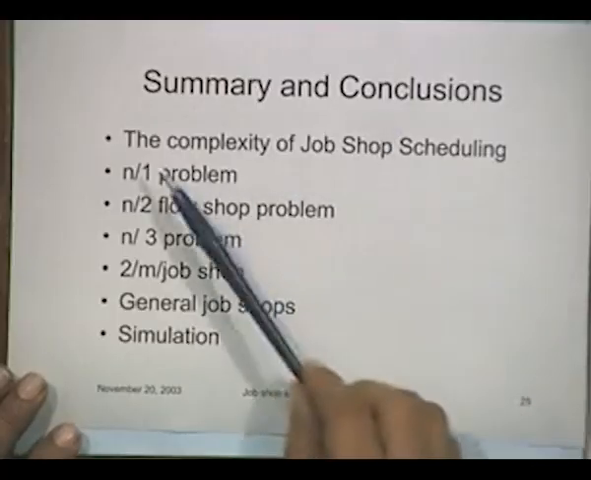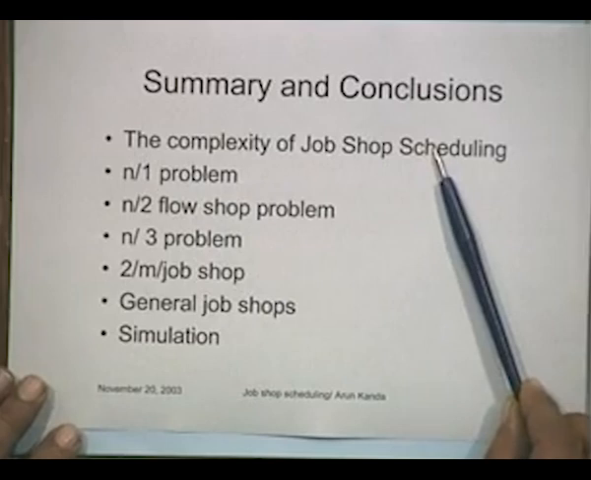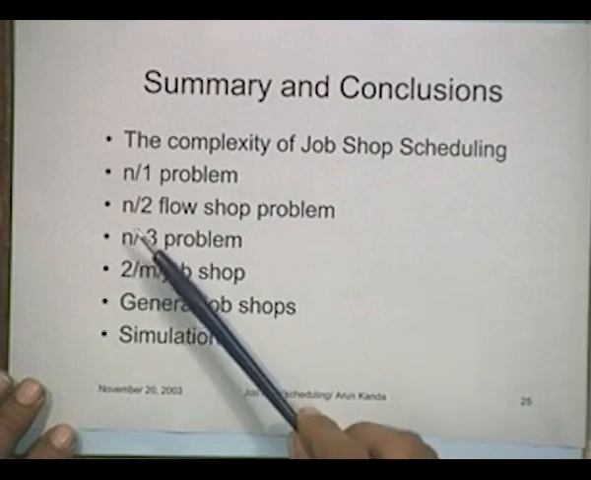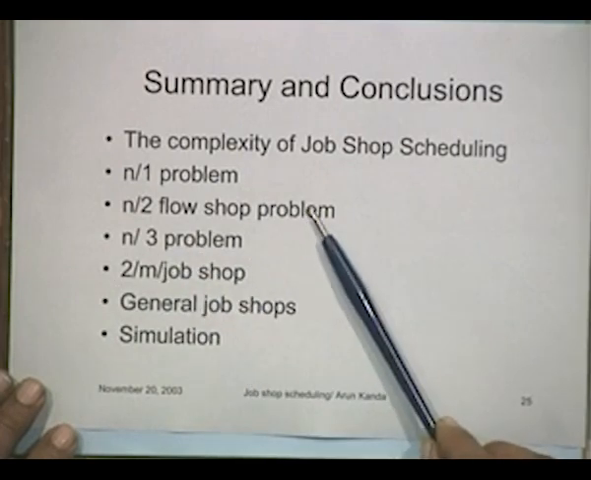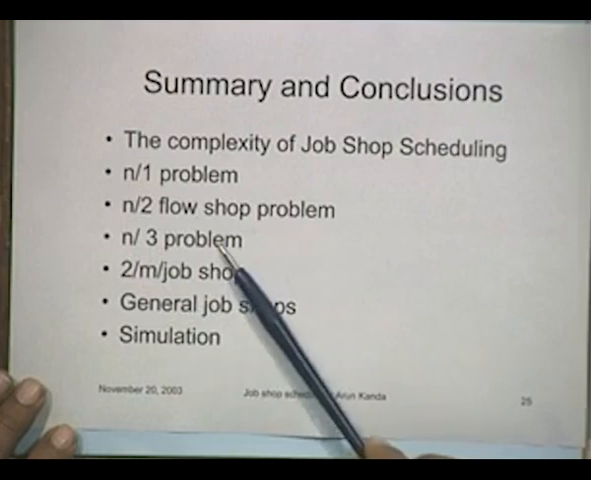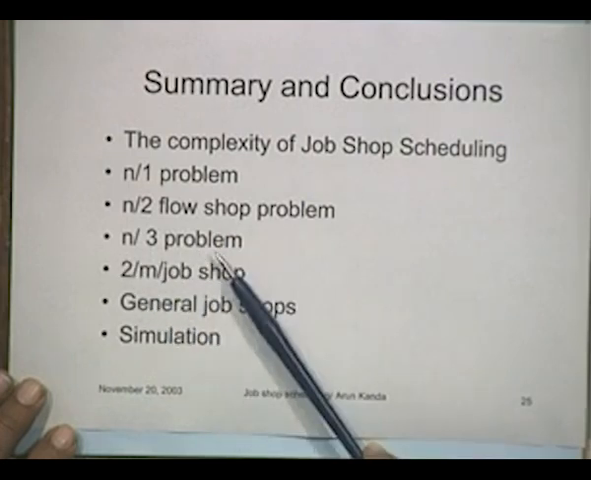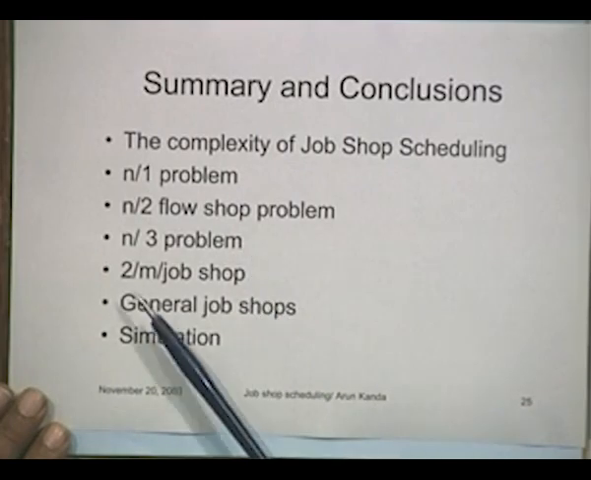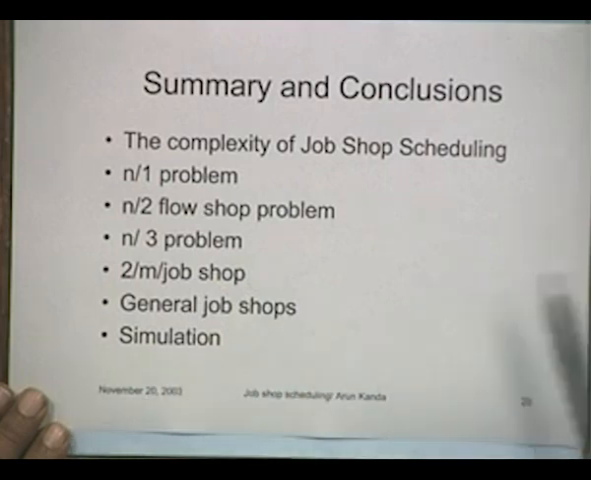So let's try to summarize what we have tried to do in this lecture. We have looked at the complexity of the job shop scheduling problem. We have looked at the N1 problem, where the objective was not to minimize the makespan, but to consider average inventory and other things. The N2 flow shop situation, Johnson's rule was a solution for this case. N3 problem 2 could in fact be solved by a variant of the job shop scheduling problem. The 2M job shop problem can be handled graphically. General job shops and simulation could actually solve this particular case.